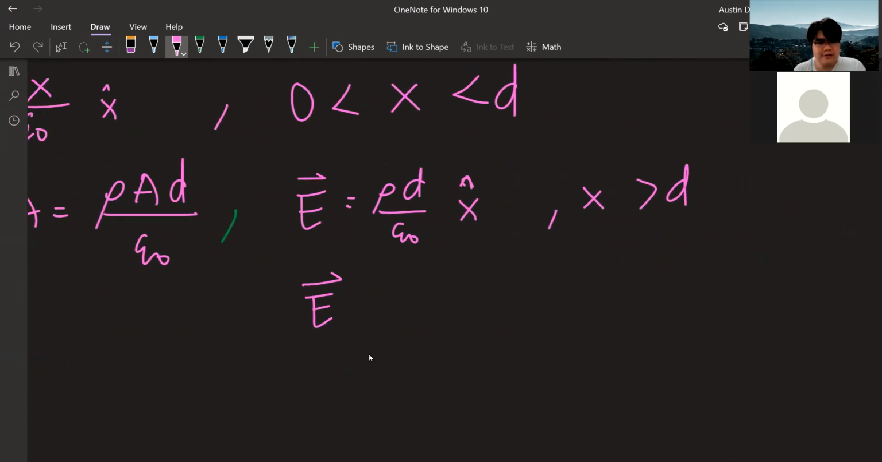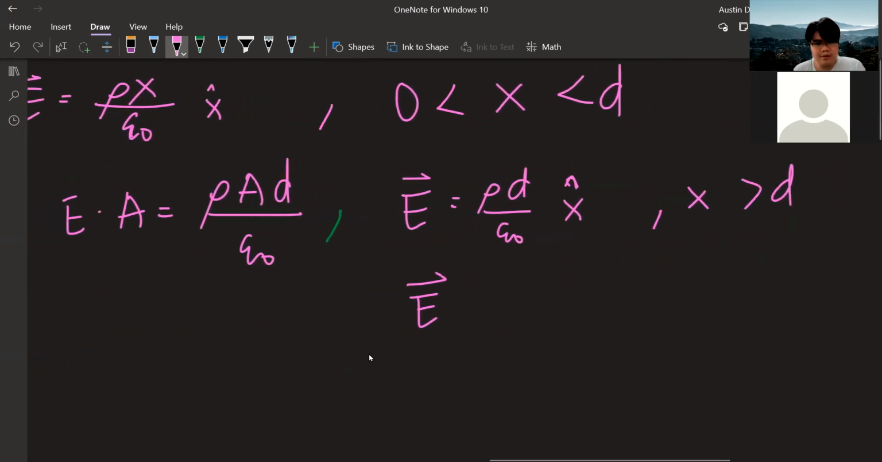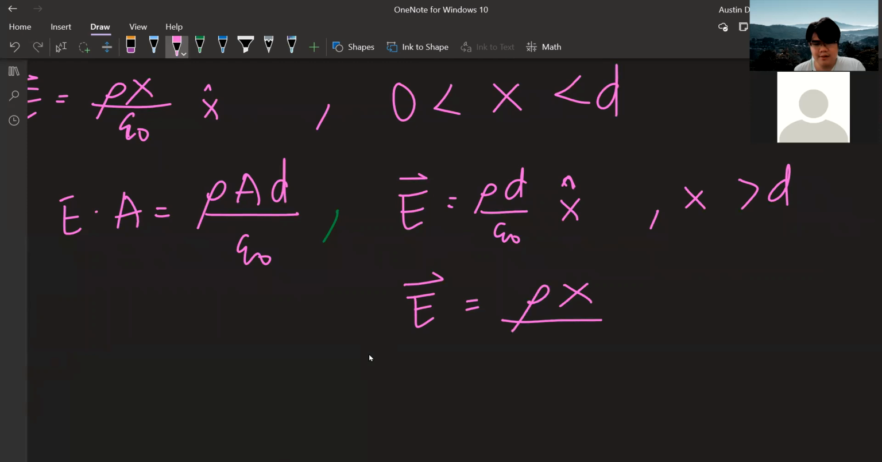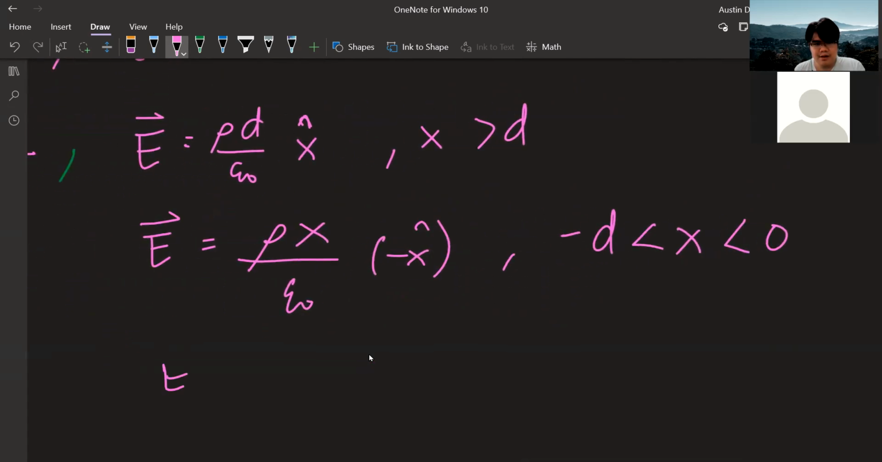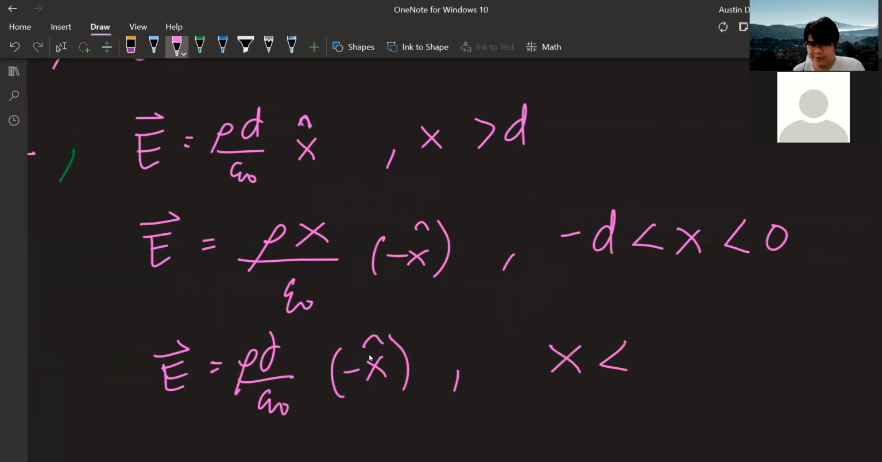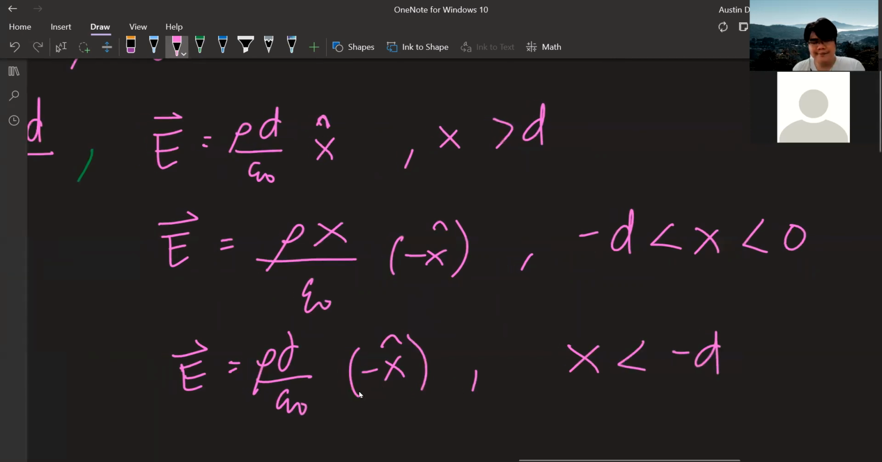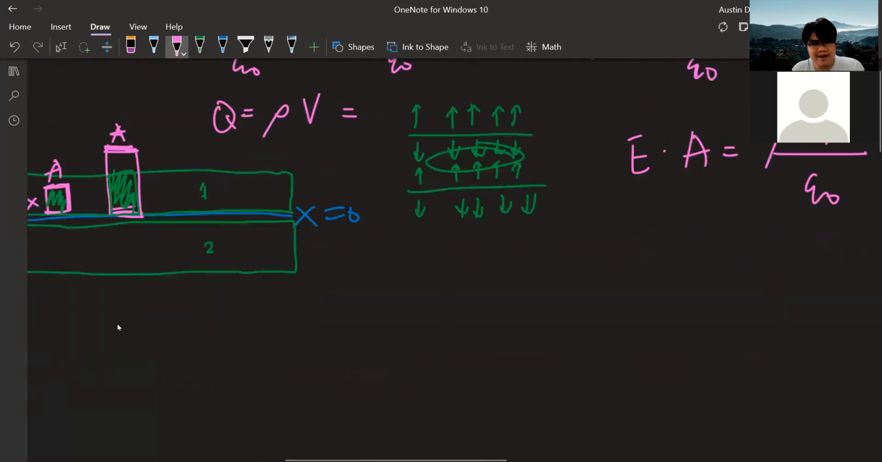So we have rho x over epsilon naught tapos negative x hat for points that are negative d to 0, and then another one would be rho d, pangit naman nun, and then negative x hat. So that is for points that are less than negative d. Okay, so tanong kasi sa atin is find the electric field everywhere.